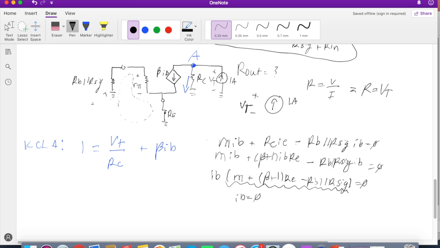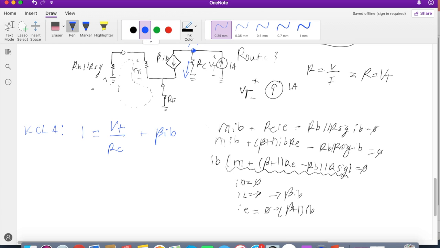And if IB is equal to 0, then IC and IE will also be equal to 0, because IC is equal to beta IB, and IE is equal to beta plus 1 IB. So simply we can write 1 equals VT over RC. Now to find VT, all we have to do is multiply both sides by RC, and we find VT equals RC. And remember, our R out is going to be equal to VT, which is equal to RC in this case. So this is our final output resistance, and I hope you guys learned something from this.